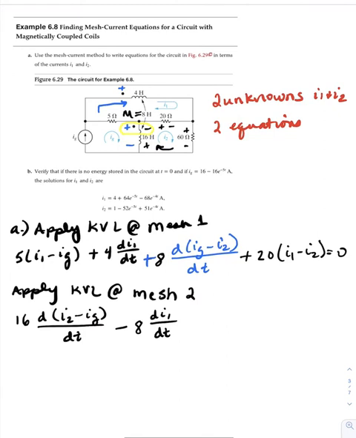Okay, now our current moves to the 20 ohm resistor, 20, and this time it's going to be I sub 2 minus I sub 1, and plus 60 I sub 2. Okay, part B. Verify that if there is no energy stored in the circuit at t equals 0, and if I sub g is equal to this, the solutions for I1 and I2 are this.